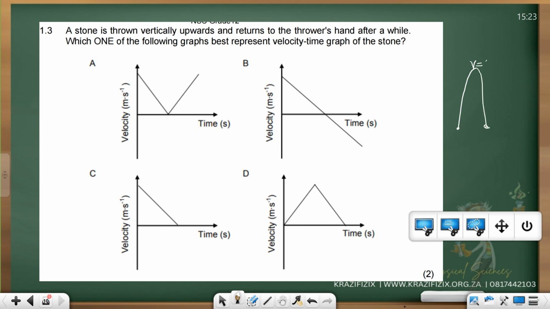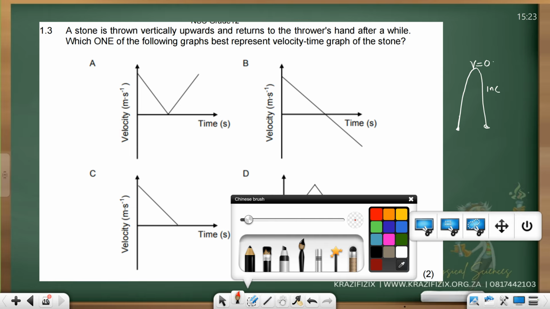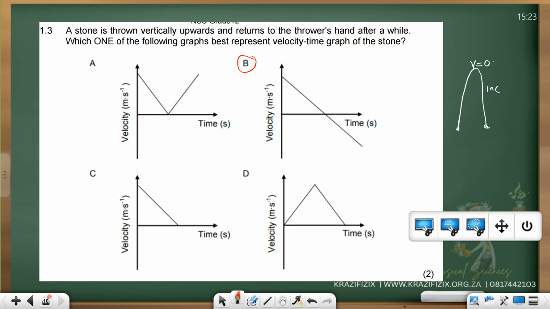Velocity at the top is 0. So as it is going upwards, what's happening? It's decreasing. Yes, velocity is decreasing. And then as it's coming down, it is increasing, but in the opposite direction. So the correct answer would be B, because you can see here, it starts from something high and then decreases, gets to 0, and then changes direction.